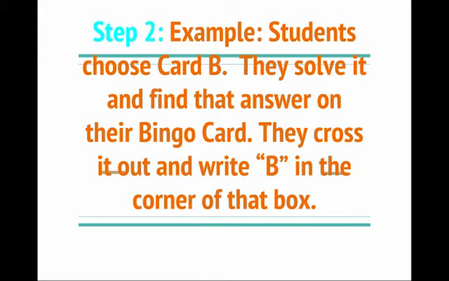So if it's card B, they put B and they show their thinking, and then I collect that with the bingo cards. So once they solve it, they find the answer on their bingo card and they cross it out and they write the letter B in that corner of that particular box on the bingo card.